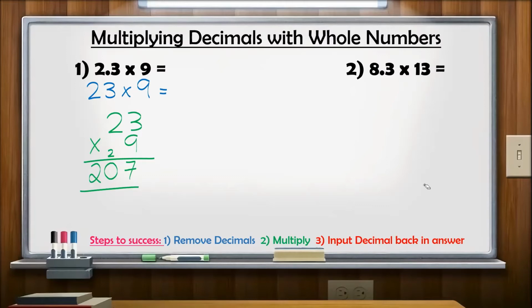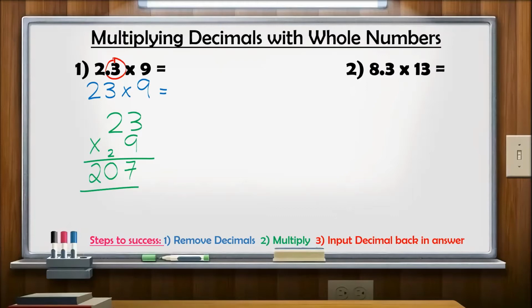We do this by looking at our original problem, which is 2.3 times 9. And what we are looking for is how many numbers in the whole question are after a decimal point or to the right of it. We can only see one, which is the number 3 that I have circled as such. So as we have one number after the decimal point in our question, that means we also have one number after the decimal point in our final answer.